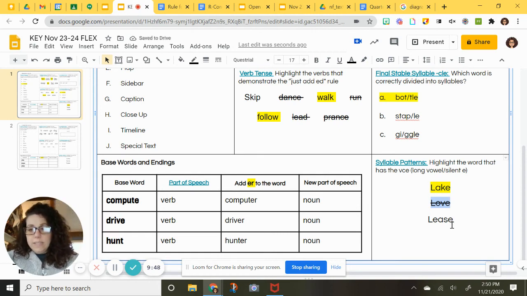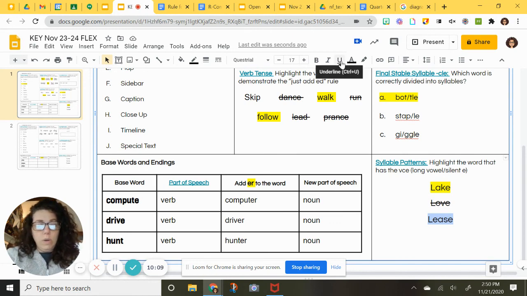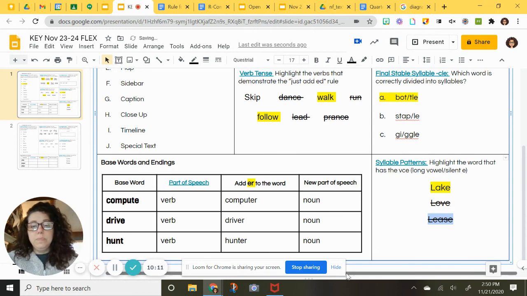Now, lease. Okay, I hear the long E sound, but it says it has to be one vowel to make it. V stands for vowel, one vowel. So this does not work. This would not be a sneaky E pattern. So we're going to cross that one out too, and we are done. If you have any more questions, just give me or your teacher a message.